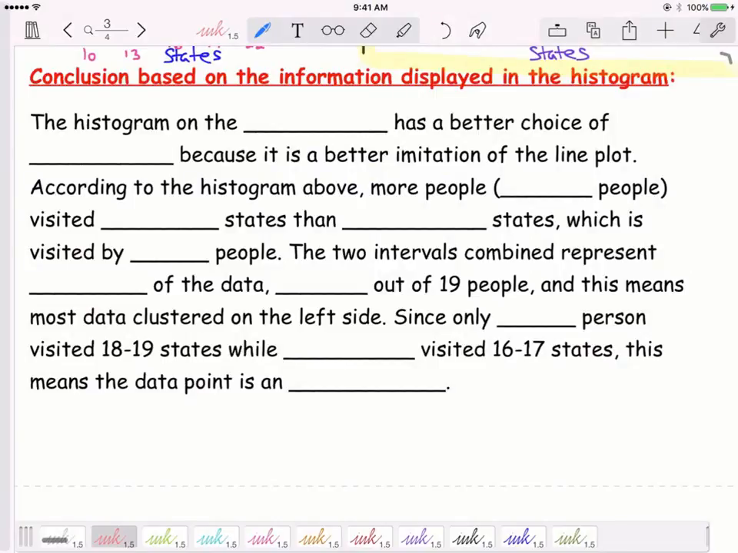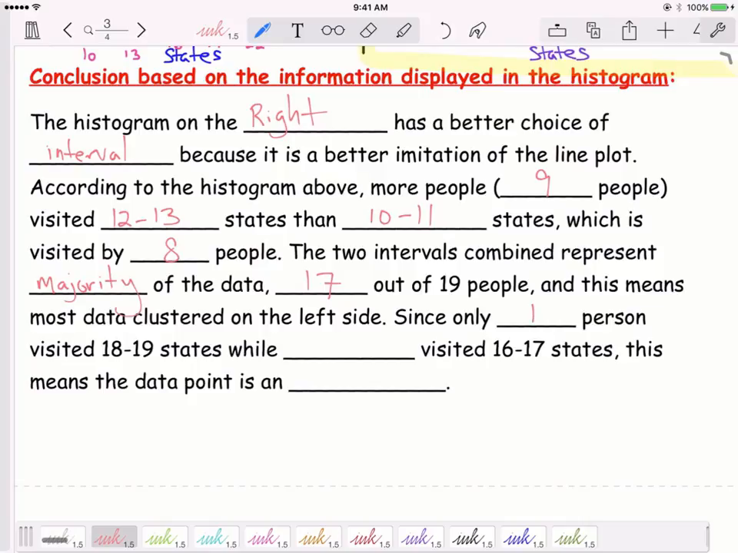The histogram on the right has a better choice of interval because it is a better imitation of the line plot. According to the histogram above, more people, 9 people, visited 12 to 13 states than 10 to 11 states, which was visited by 8 people. The 2 intervals combined represent the majority of the data, which is 17 out of 19 people. This means most data clustered on the left side.